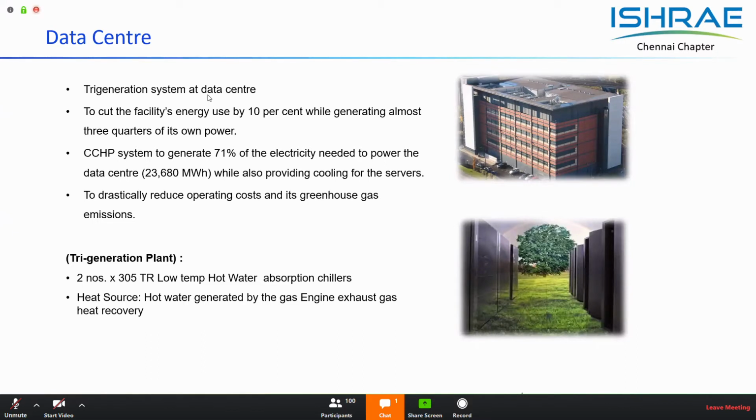So one such data center I have just mentioned here is able to cater to a large percentage of their cooling demand, and it gives them self-sufficiency in terms of both power as well as cooling. And since it is recovering waste heat to generate cooling, it also gives a green aspect to such data centers.